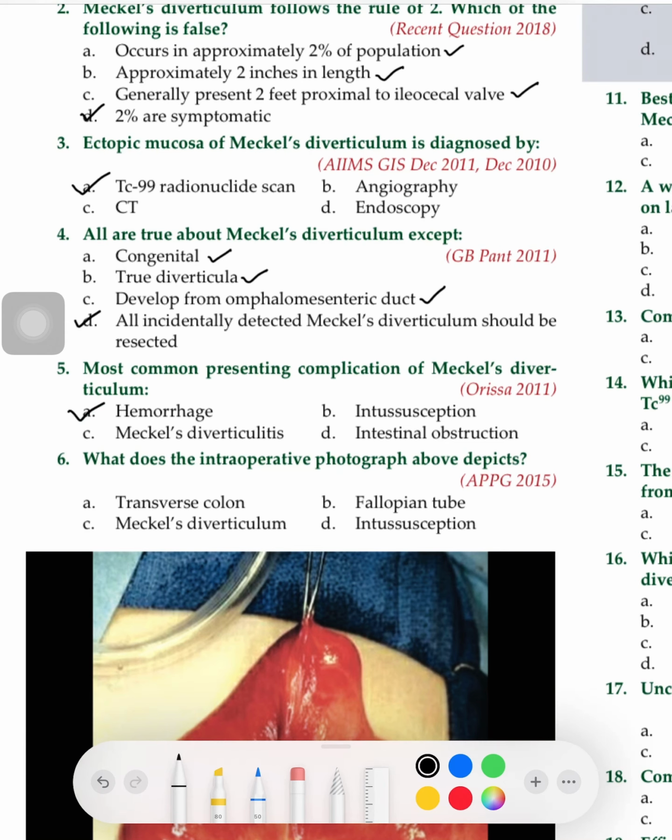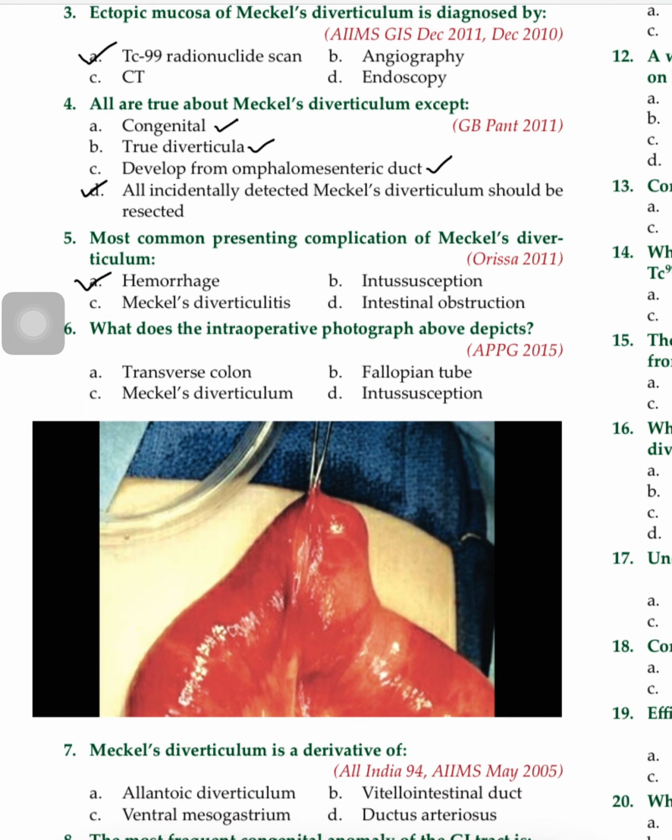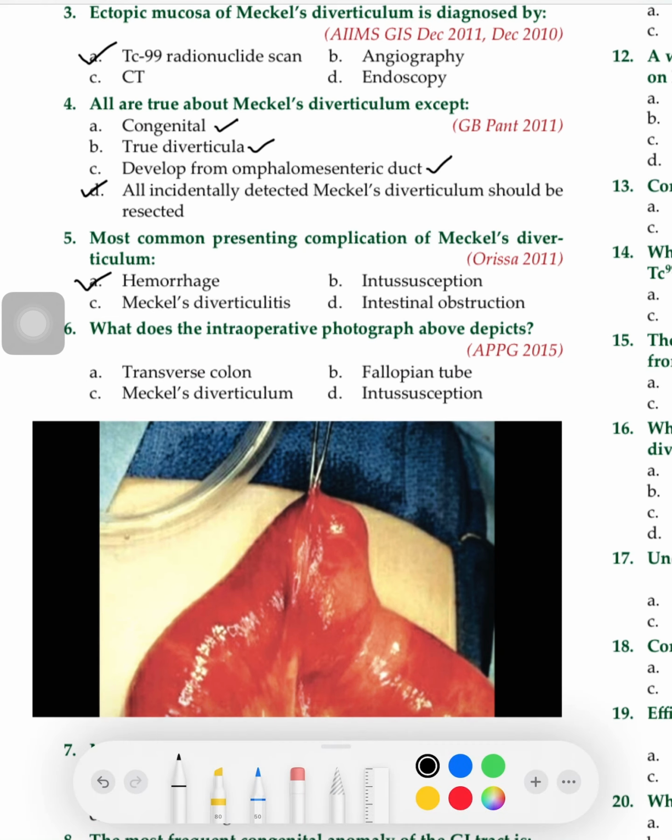What does the intraoperative photograph depict here? When we see this photograph, it is a bowel. How do you differentiate whether it is a small bowel or large bowel? There is no taenia, no haustrations, and no appendices epiploicae. So this is a picture of small bowel. So transverse colon is ruled out, fallopian tube is ruled out. You can see there is a bulge in the anti-mesenteric border.